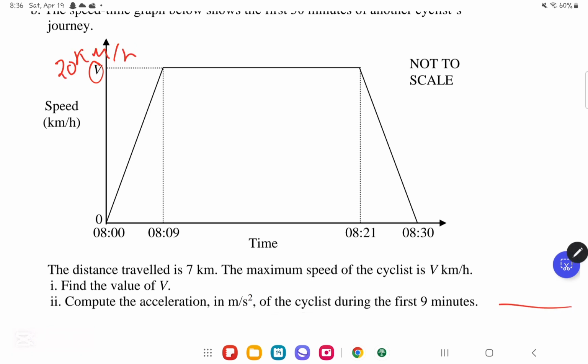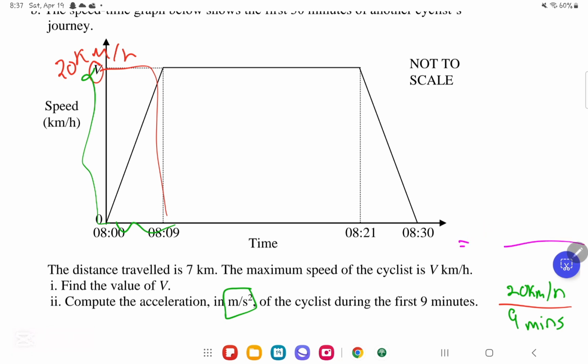So to find the slope, it's going to be y minus y over x minus x, or the difference of rise, which is 20 kilometer per hour, over what? Over the distance of run, which is what? 9 minutes. But they need it in what? They need it in meter per second squared. So to do that, we will need to change the 20 kilometer per hour into meter per second, and we need to change the 9 minutes into seconds.